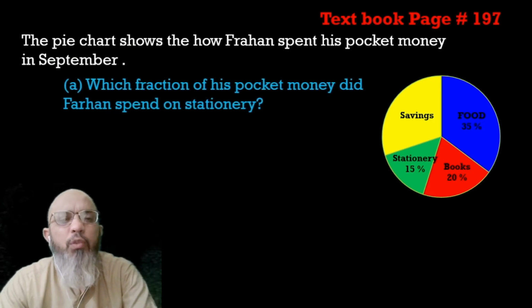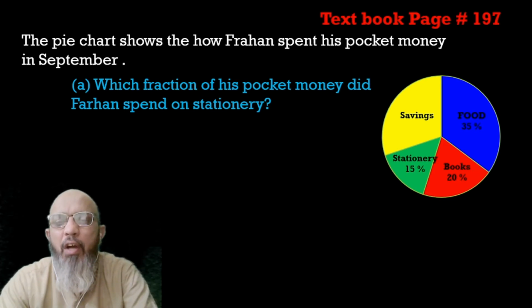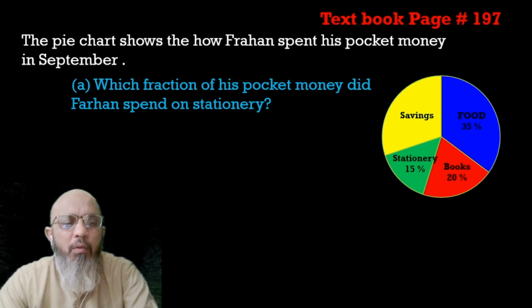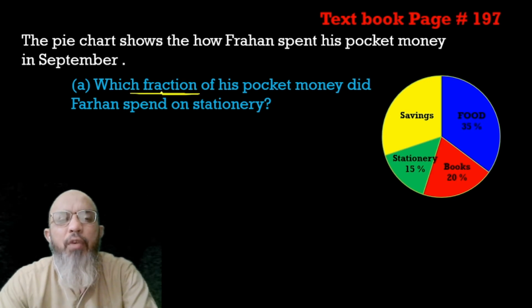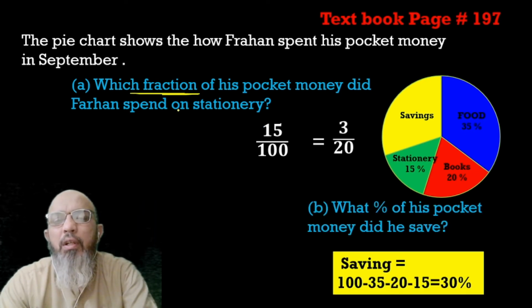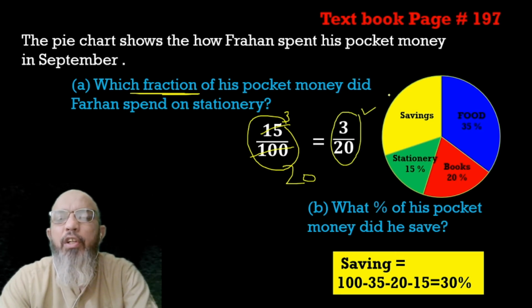So let's see what is our question number one. The question number one is, which fraction of his pocket money did Farhan spend on stationery? Now the percentage is given to you, and he is asking about the fraction, which means your answer would be in fraction. So how will you solve your question? That means 15 over 100, because out of 100, the 15% shows the stationery. So you can simplify in the table of 5. 5 threes are 15 and 5 twenties are 100. So your answer is 3 over 20.